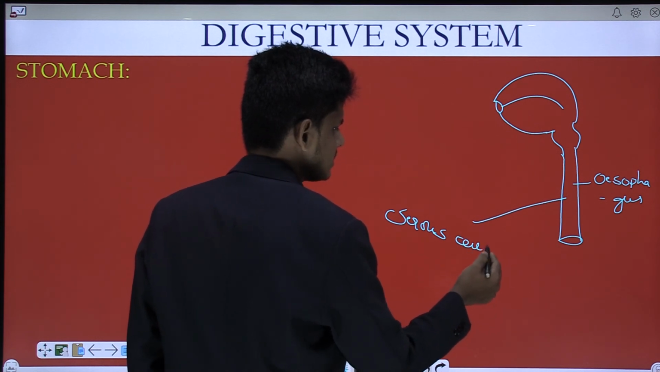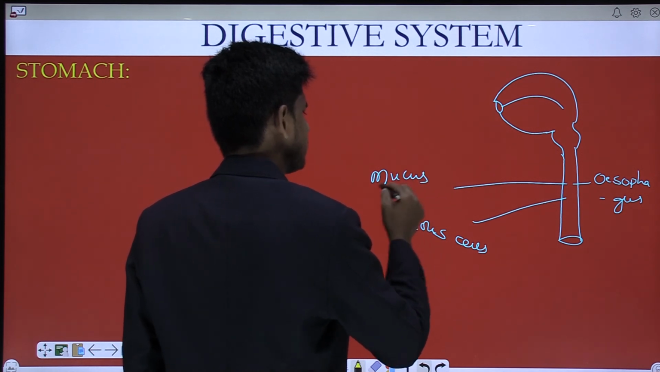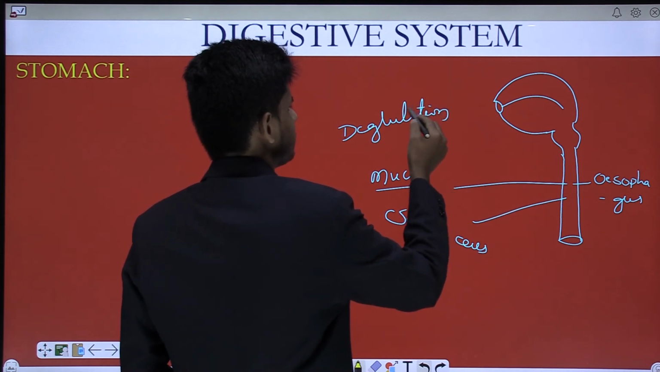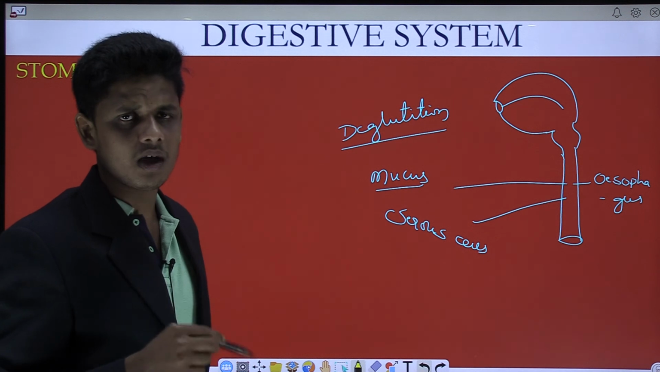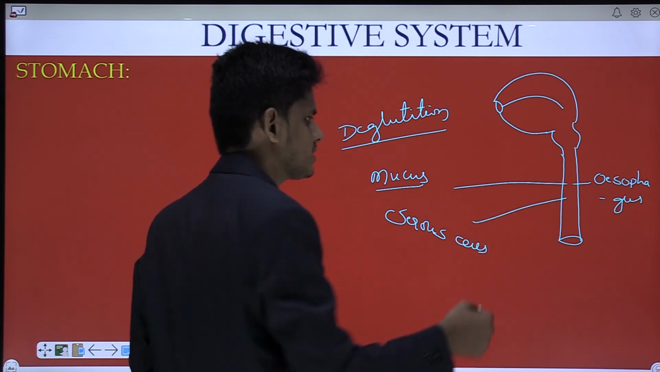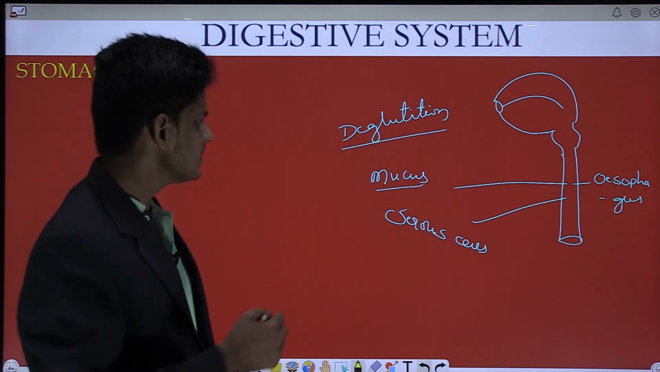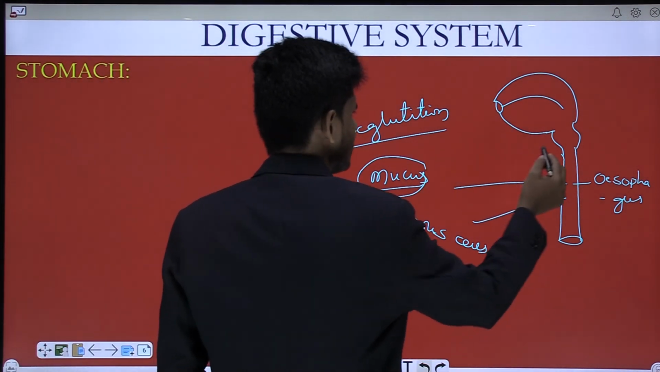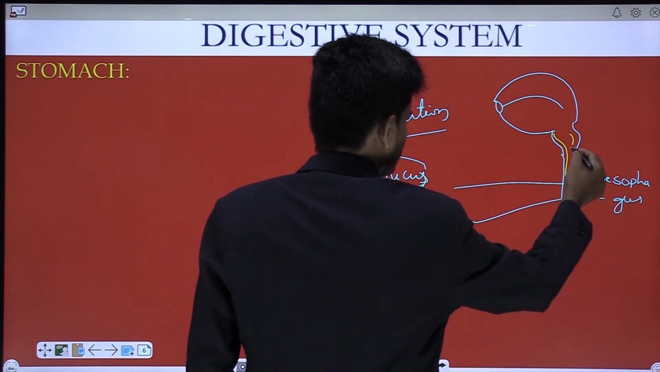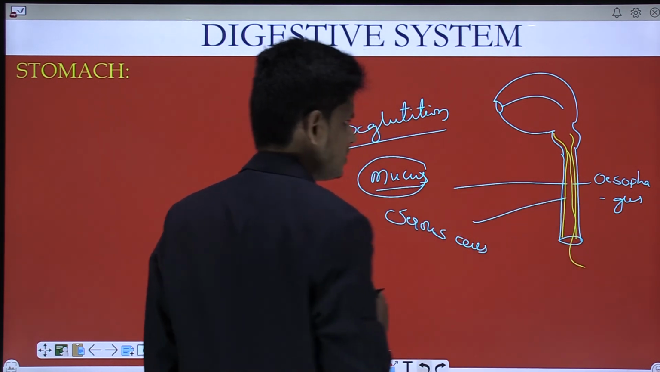And this particular oesophagus is made up of serous cells, and it has mucus. After the deglutition of the food, deglutition meaning swallowing, it passes through the esophagus and reaches the stomach of the body. Hence, there is mucus present on the walls of the esophagus, which helps with lubrication, and it also passes the food very easily to the stomach region.